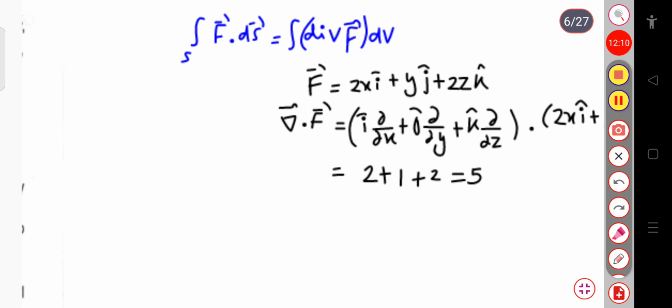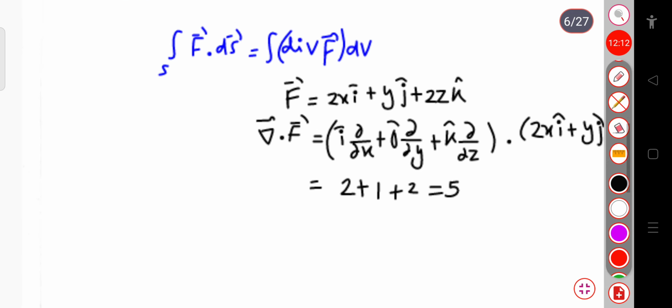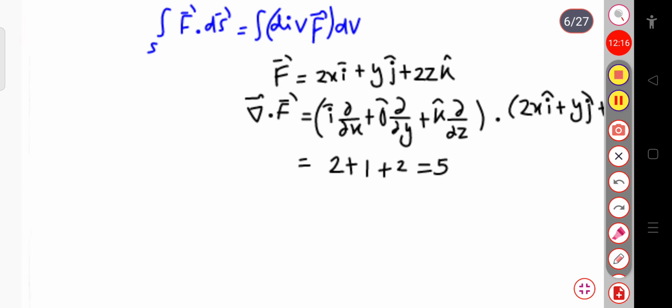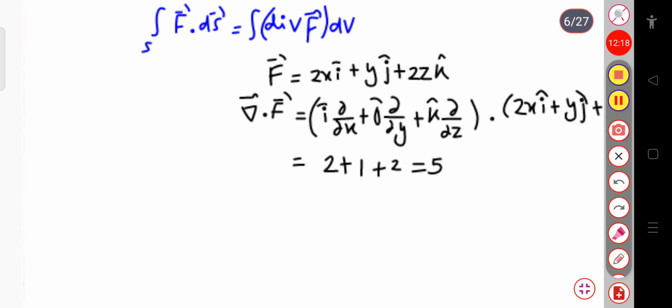Now in this expression, if I put this value, then the integral of the divergence of F dV will be 5 times the integration over dV, and the dV integration will be equal to V, that is the volume integration.